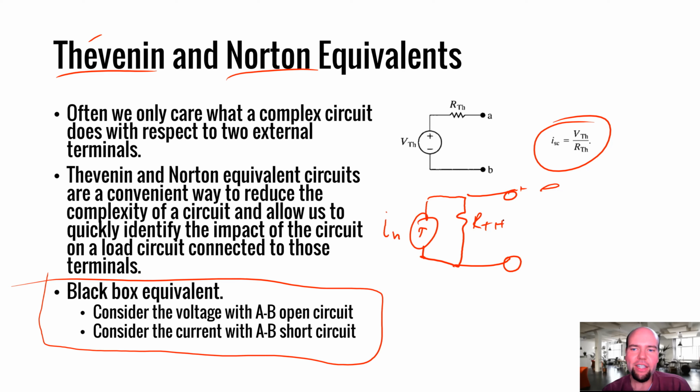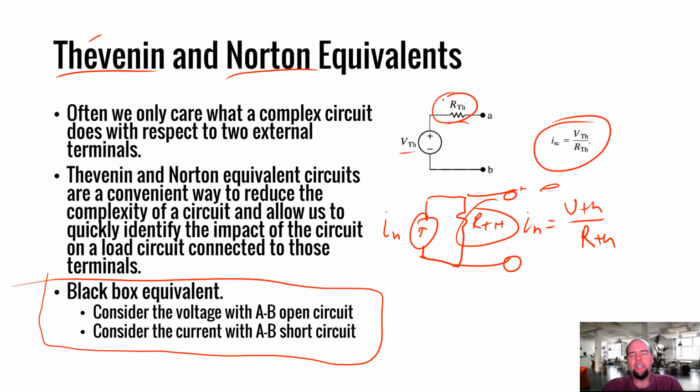So you can probably imagine that the Norton current equals the voltage supply divided by RTH. And again, it's pretty obvious why RTH is RTH here, because we just talked about source transformations. But finding these, we could always find the Thevenin and Norton equivalent to a circuit by just doing a bunch of source transformations. That is always an option.